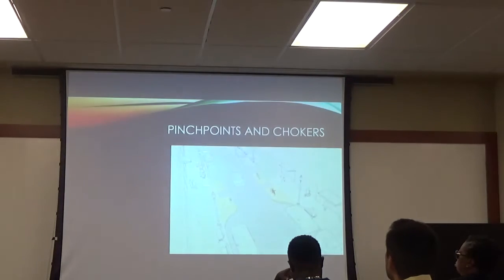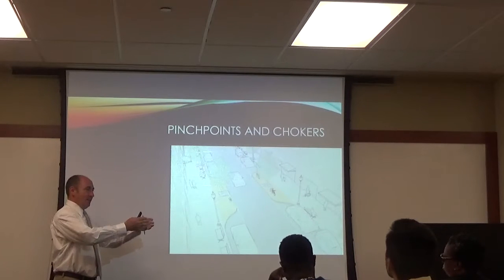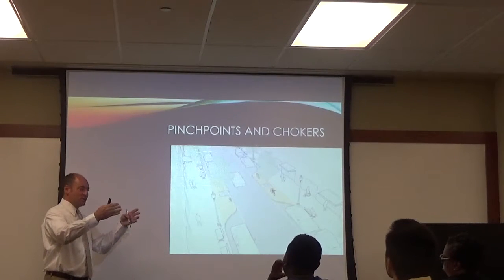So pinch points and chokers, this is what they look like. What they do is they more or less take away a lane, and that narrows the street, and again, it gives that perception of, okay, things are getting narrower. How many of you speed up when things get narrower?